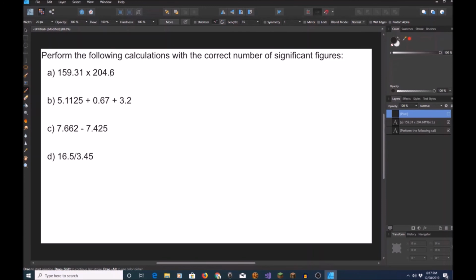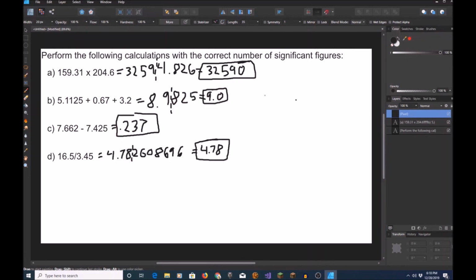With addition and subtraction, you take the least amount of sig figs there are after the decimal point, and that's how many sig figs after the decimal point your addition or subtraction is going to have. So here's what I got for this one.